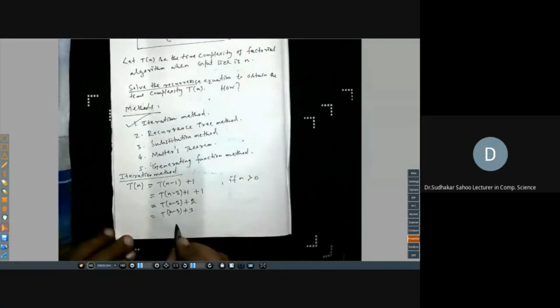So what will you get? T(n-2) + 2. Same, if you repeat, the next will be T(n-3) + 1 + 2. So finally, it will end with the base case.